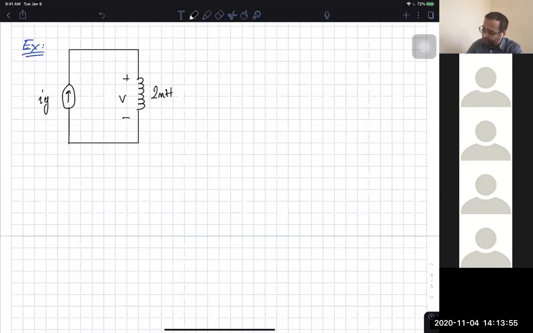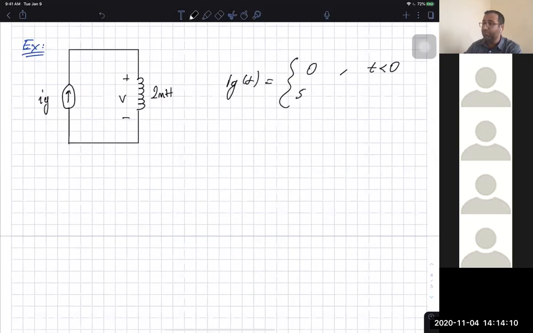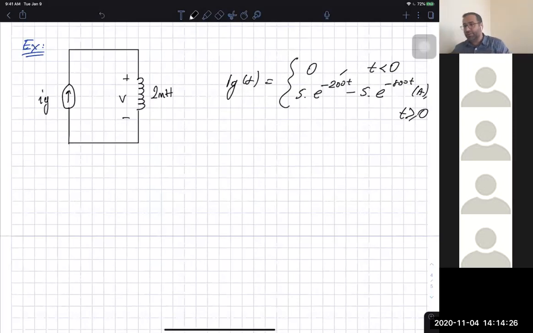And that iG is a function, basically. So iG is 0 before t is equal to 0. It's like we turn it on right at t is equal to 0. And after t is equal to 0, that would be 5 times e to the minus 200t minus 5 times e to the minus 800t amperes. So that is just a function of the current we are pumping in.